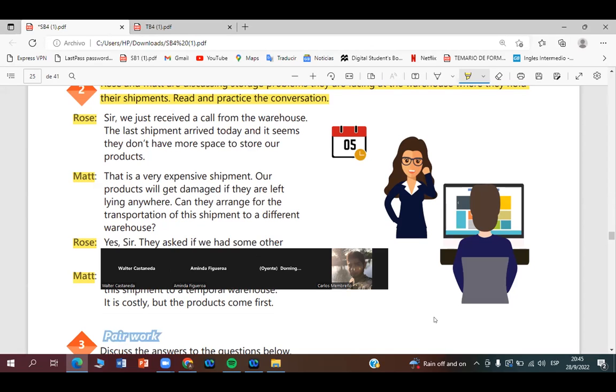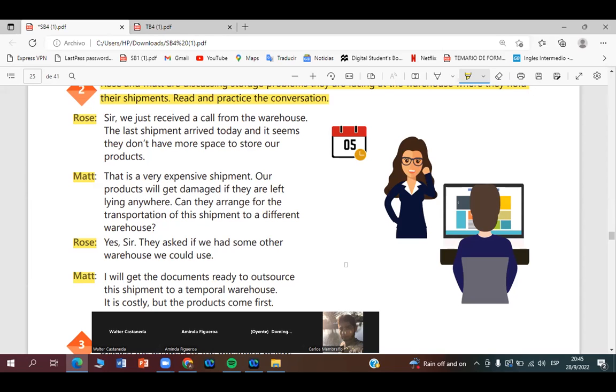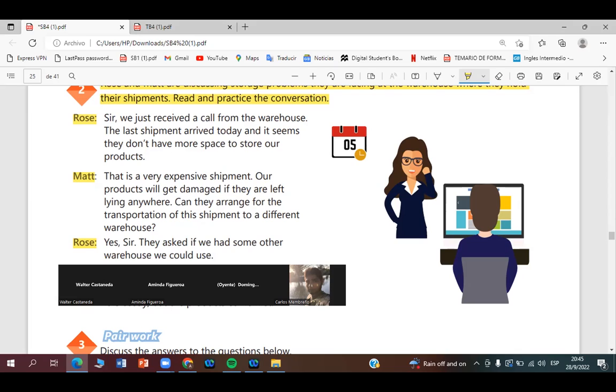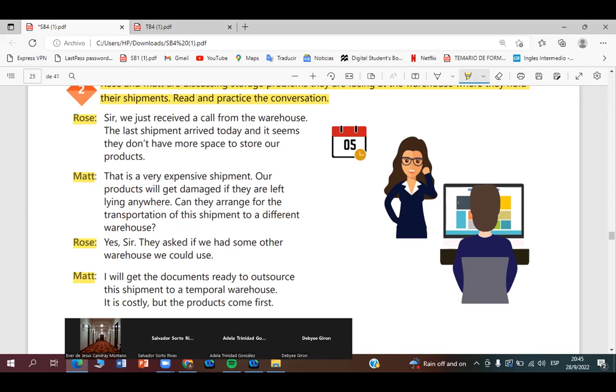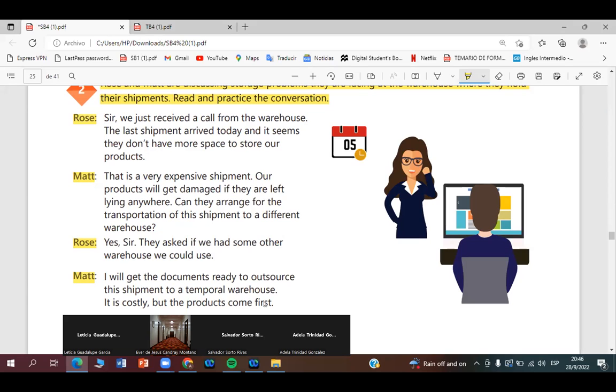Dear, we just received a call from the warehouse. The last shipment arrived today, and it seems they don't have more space to store our products. That is a very expensive shipment. Our products will get damaged if they are left lying anywhere. Can they arrange for the transportation of the shipment to a different warehouse? Yes, sir. They asked if we had some other warehouse we could use. I will get the documents ready to outsource the shipment to a temporary warehouse. It is costly, but the product comes first.